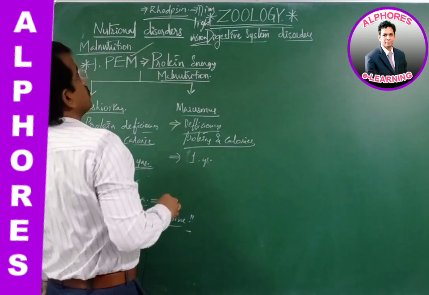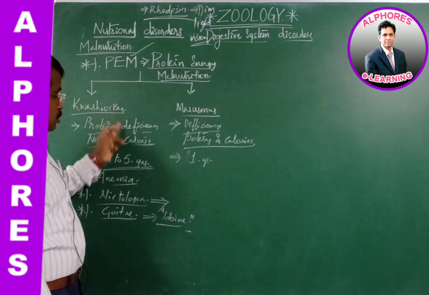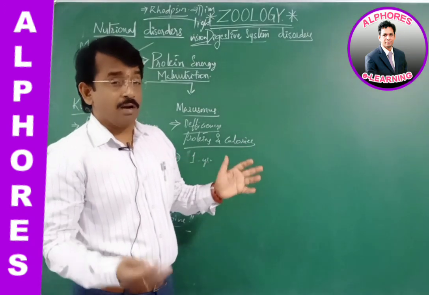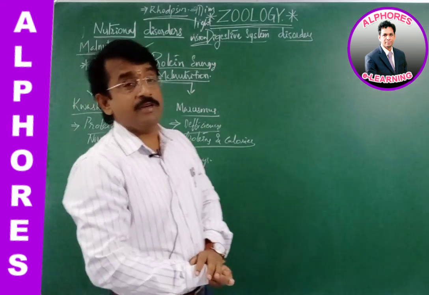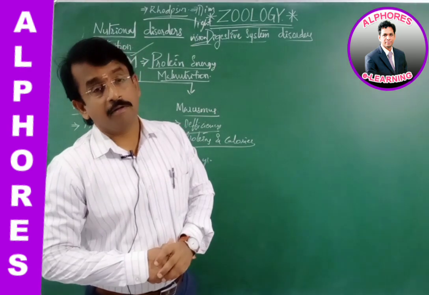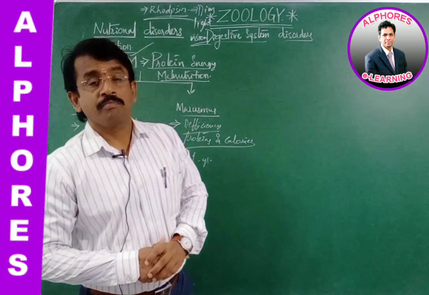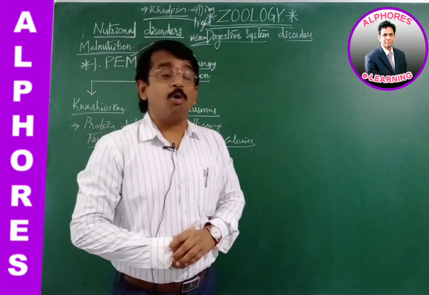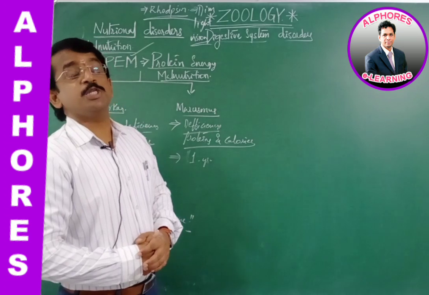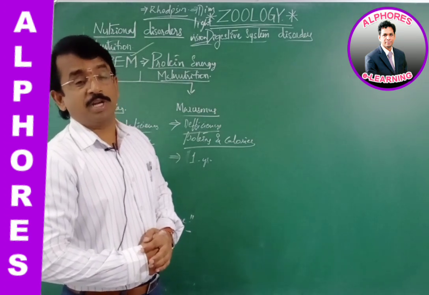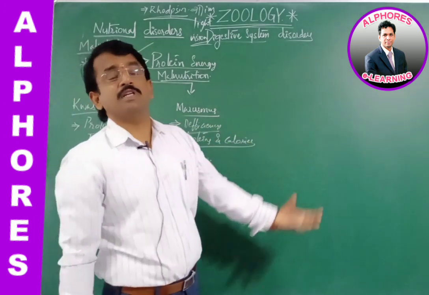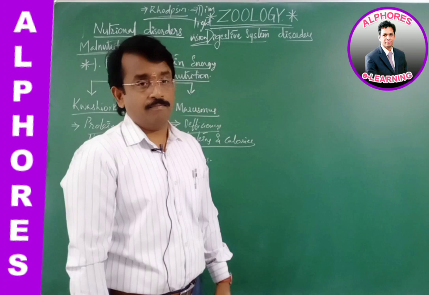These are the nutritional disorders. However, there are various kinds of vitamin deficiency we see. Deficiency of vitamin D causes rickets, deficiency of vitamin C causes scurvy, and deficiency of niacin or nicotinic acid causes pellagra. Likewise, they also come under deficiency disorders.